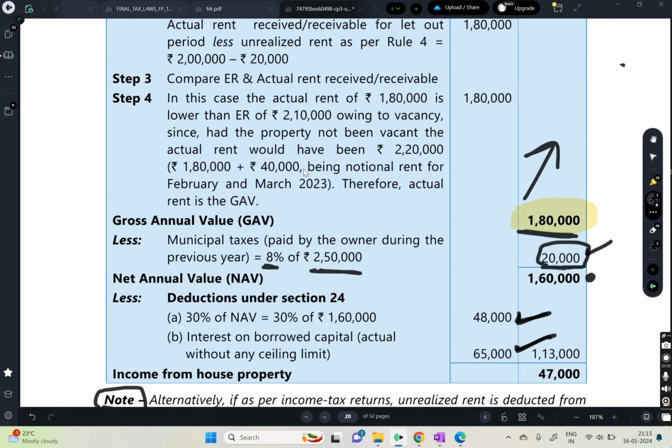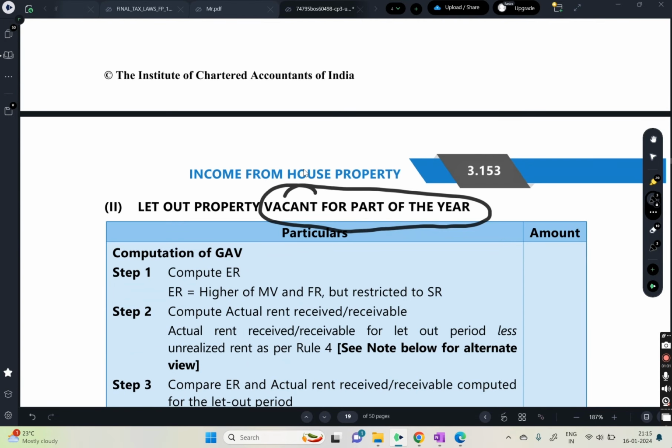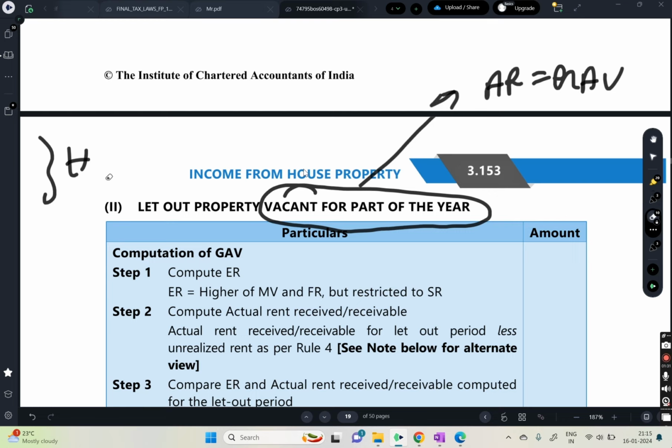So whenever they give it like this, what is our situation? If a let out property is vacant for part of the year due to vacancy, then actual rent is equal to GAV. After finding out the expected rent, we don't apply the whichever-is-higher concept, because obviously if you apply that, the actual rent will be lesser only, because the property is not occupied.